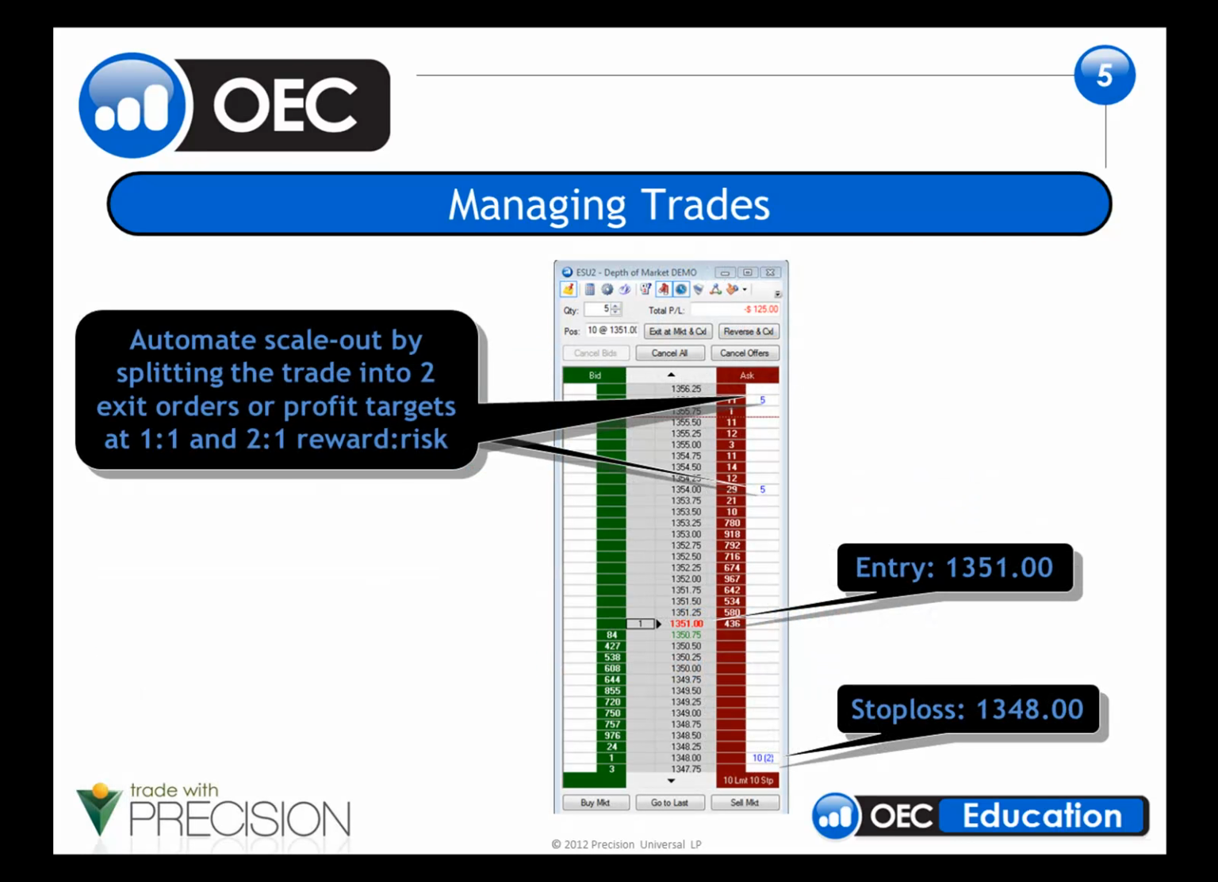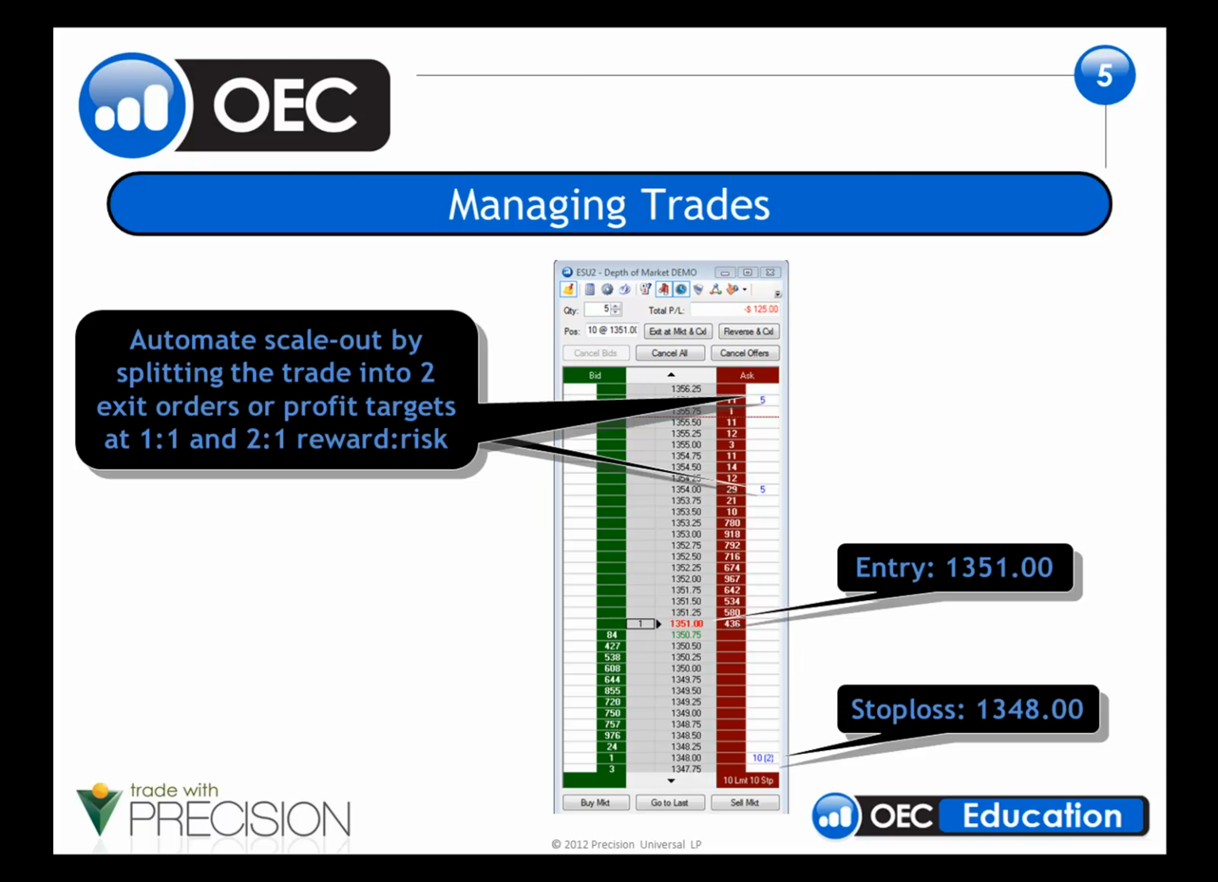Now what we're looking at here is an order ticket that will help us to set up our order in a way that takes advantage of what we just talked about, scaling out of our trade and leveraging the break-even point. Once we identify our trade setup, we can prepare the order ticket in a way that establishes our entry price, our stop loss price, and our multiple profit targets all in a single order.